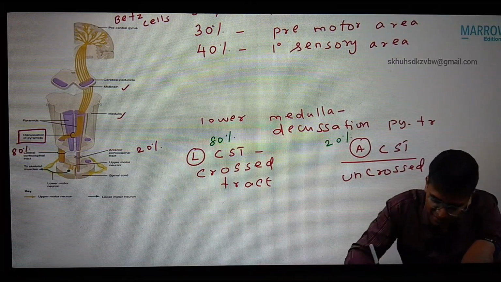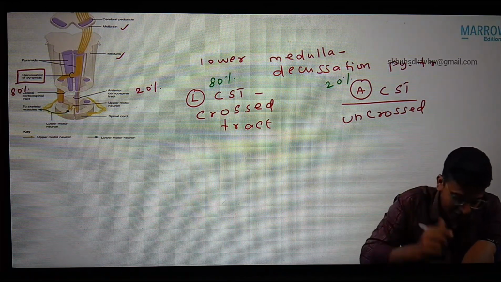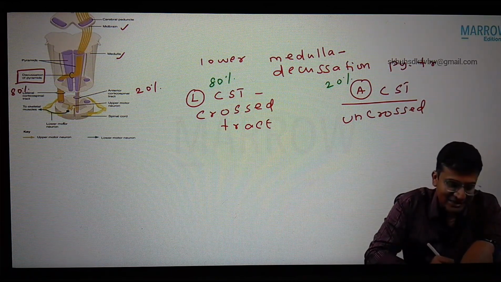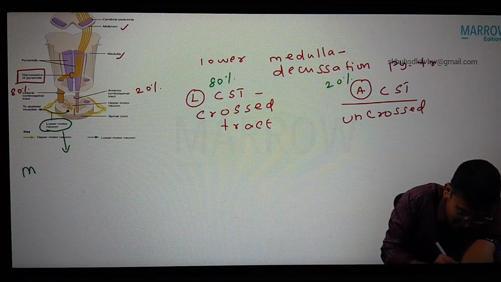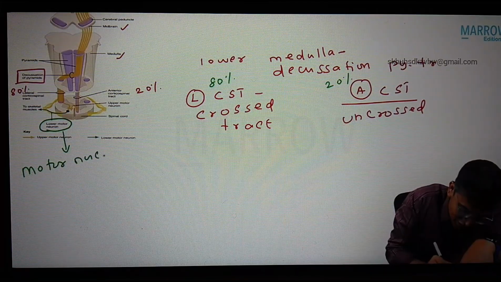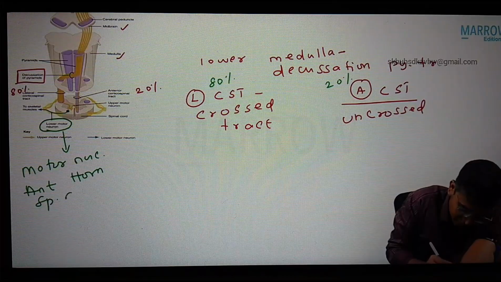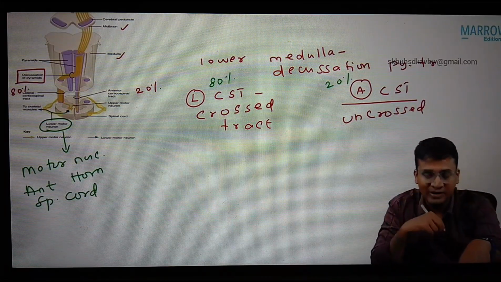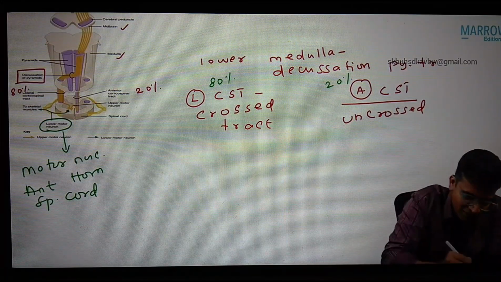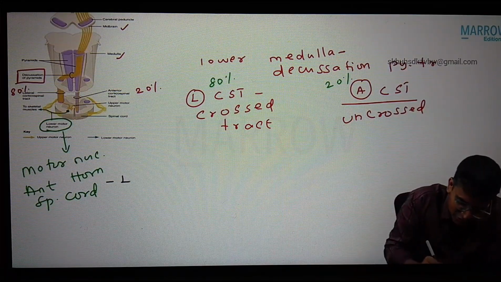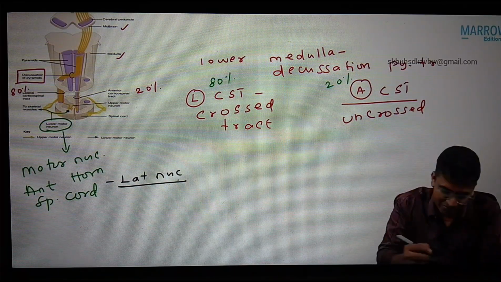Clear? Right. Now next one. After the crossing, the lateral corticospinal tract descends and ends in the motor nucleus in the anterior horn of the spinal cord. Mainly to which nucleus? We have three nuclei, no? Lateral, intermediate, and medial. So the lateral corticospinal tract goes to the lateral nucleus. I told you already, the lateral nucleus is for innervating the limb muscles.